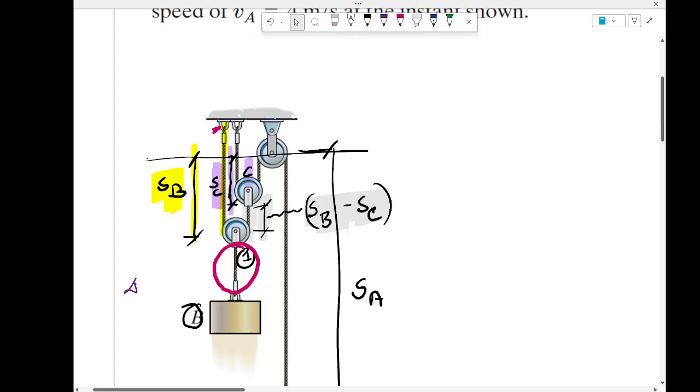Do you guys agree? Joe, you understand? So this SB, which one is SB, which one is SC, which one is SA, which one is SB minus SC? So this is the challenging part. If you're gonna see this kind of problem in exam, then don't get scared. You just have to figure out the different lengths of this rope.